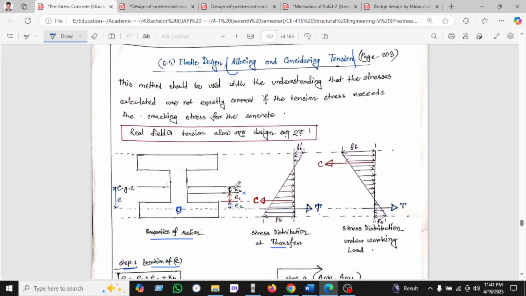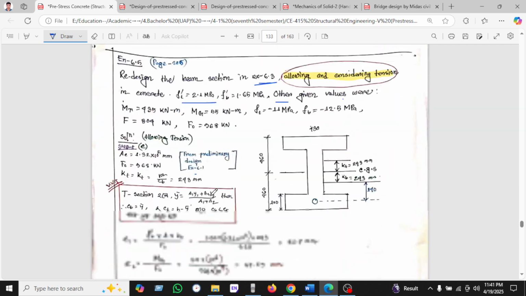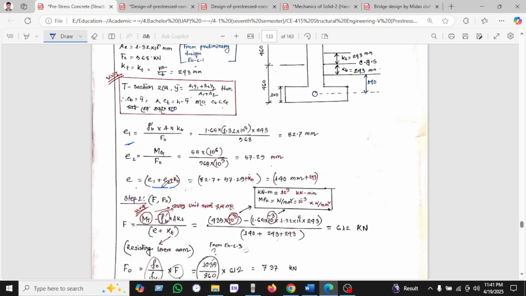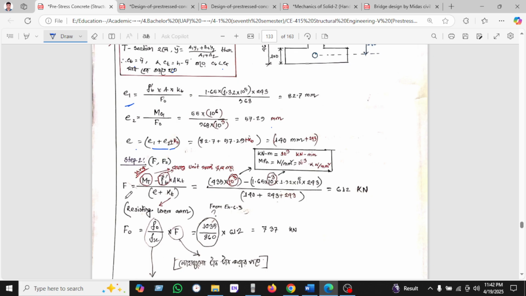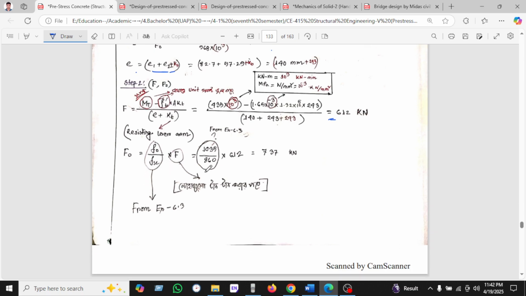In total it will be the summation of the three. Now we are using F, which is empty into F, and found this value. F naught we found using this formula, and it is 737. And we are assured that F naught into FC, we have taken 6.3.